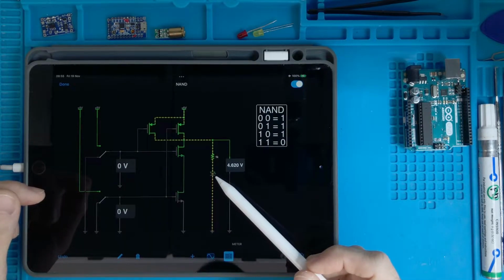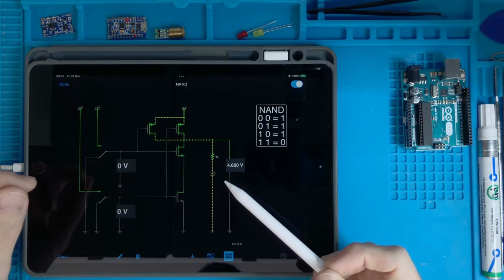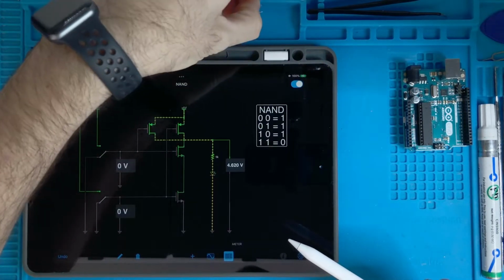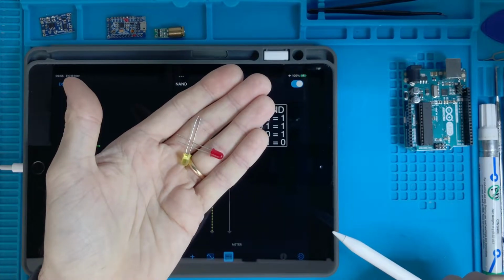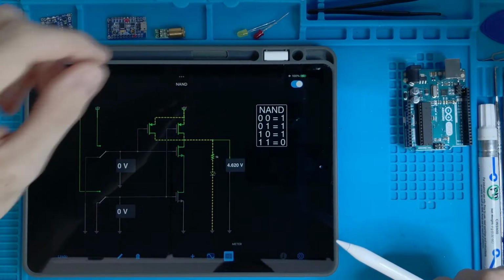Here we have a device. It's not a diode, I mean it's a kind of diode, but it's called LED, light emitting diode, like those things here. We will speak about LEDs later.